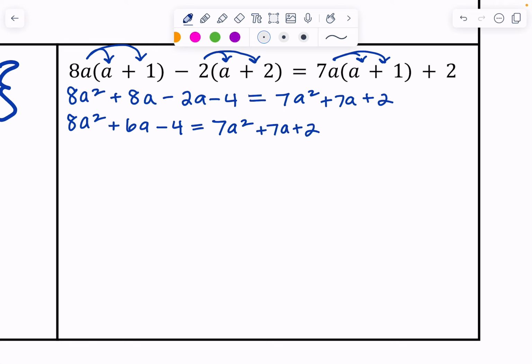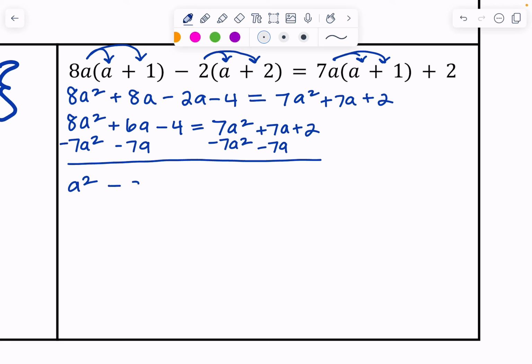We're going to move everything to the left side, so I'm going to subtract 7a squared from 8a squared. And that gives me a squared. I'm going to subtract 7a from 6a, and that gives me minus a. I'm going to subtract 2 from negative 4, and that gives me negative 6. And now we have 0 on the right side because these all go to 0.